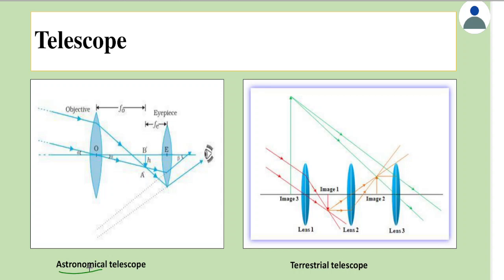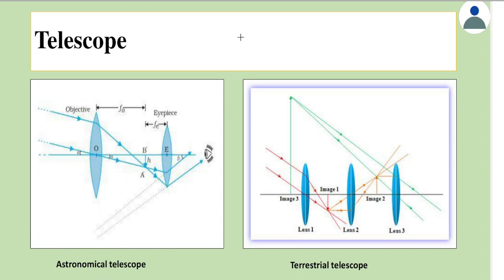For that purpose, we use one more lens which would invert the image formed, and that is called as a terrestrial telescope. So telescope which uses three lenses is called as an terrestrial telescope. But what is given in class 12 syllabus is only the astronomical telescope. So we will talk only about that.